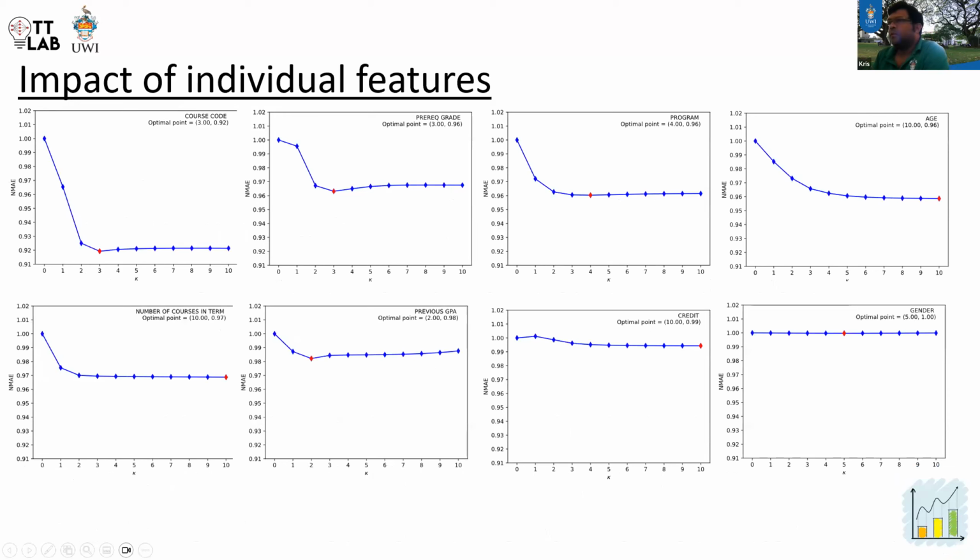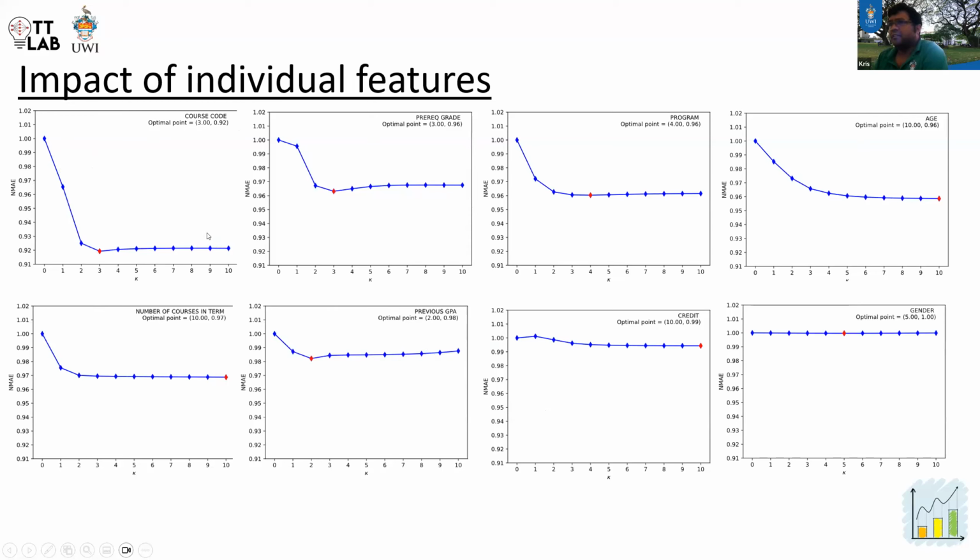Here we have graphs where we studied each of the features individually. We considered course code alone, prerequisite grade alone, program, etc. What this graph shows, and this is how you can do feature selection, is the influence of each of these features on the objective, which is predicting the grade for that particular course for the student.